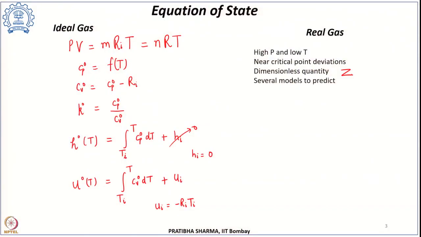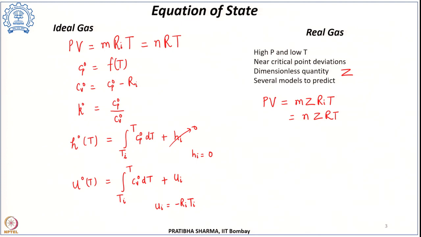Now, in order to account for this deviation of a real gas from an ideal gas, we can include a dimensionless quantity which is known as the compressibility factor. If we include that compressibility factor in the equation of state, then we can rewrite the equation of state for real gas as PV = mZR_iT, or it can be nZRT. So, this compressibility factor is also not constant, it also depends upon the temperature and pressure.